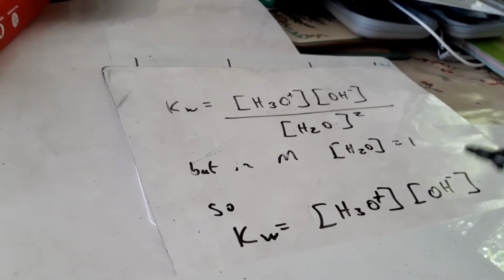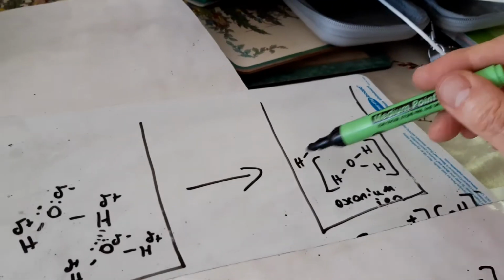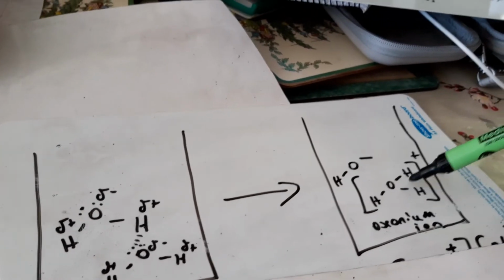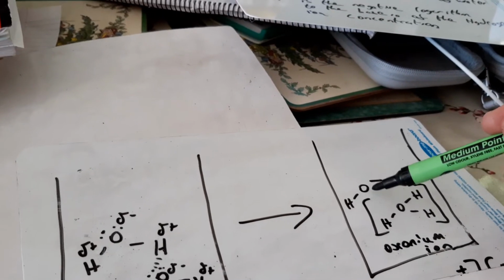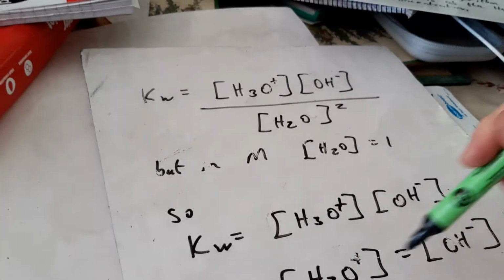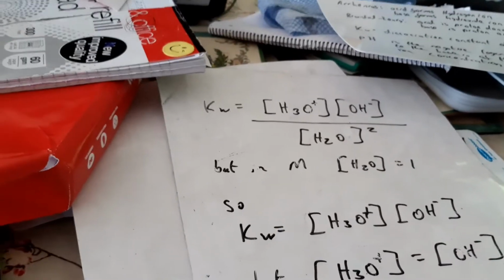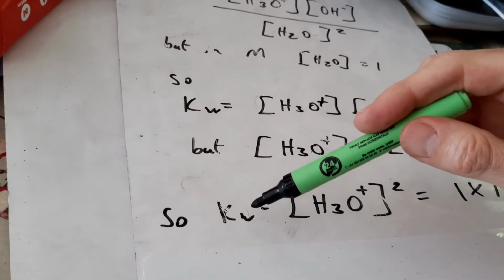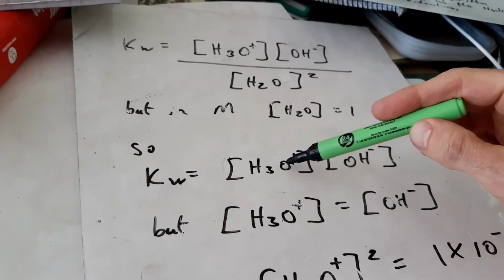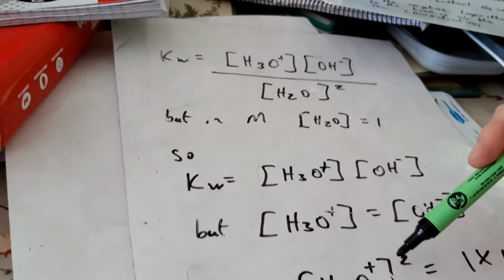However, we can simplify this even further, because if we look back at our diagram, you'll see that for every one of these OH minuses, there's one of these H3O plus. We can't have one of these without one of these. Every time one of these is formed, one of these is left behind. In other words, the concentration of this must be the same as the concentration of this. So the concentration of H3O plus is equal to OH minus. Makes sense, doesn't it? So we can simplify this even further. We can say that Kw is equal to H3O plus squared. In other words, we can get rid of this term because it's equal to this term. So we can just write it as H3O plus squared.